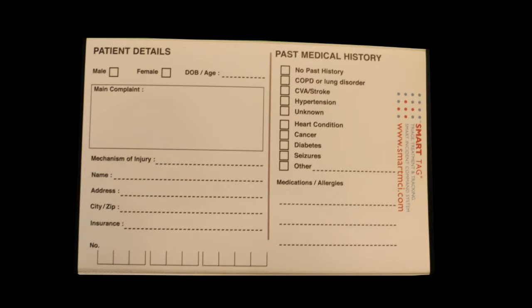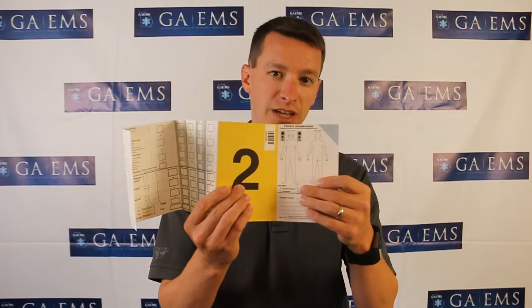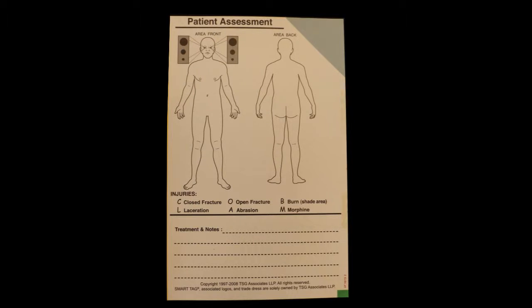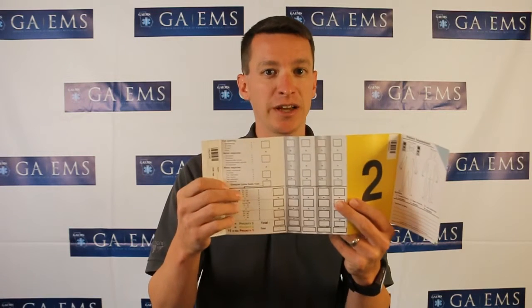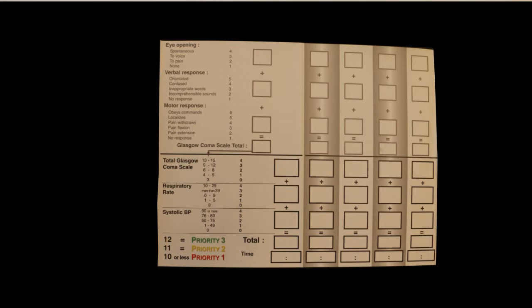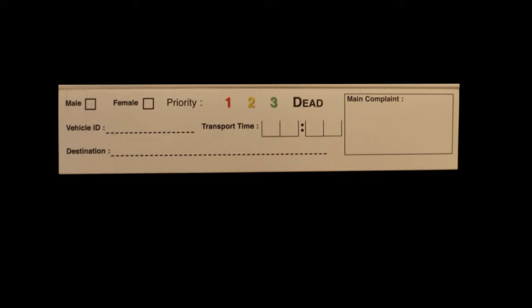Just below the green tag, we're able to document the patient's demographics and SAMPLE history. Next to the yellow tag, we're able to document our assessment findings. We're able to draw and write on this card your findings. On the other side of the yellow tag, we're able to calculate the patient's GCS and trend those scores throughout our time with the patient. So at the bottom of the tag, we do have the ability to tear this section off. This is going to provide us information such as where the patient was transported, their condition, and their priority.